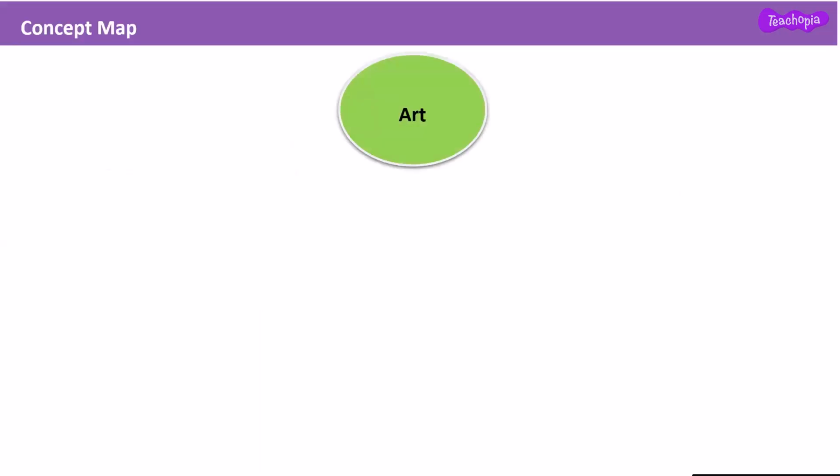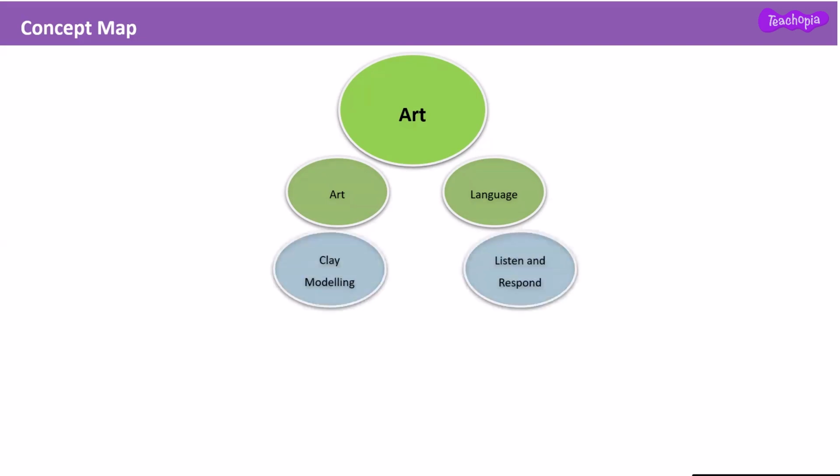We have considered a chapter called art, which is a unit here. These are the divisions we can find in the art chapter. We'll be dealing with art along with language learning. Art can be achieved through strategies like clay modeling. Using clay modeling, we can bring in listening and response skills to develop language.